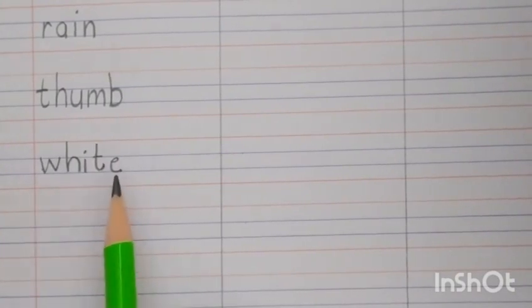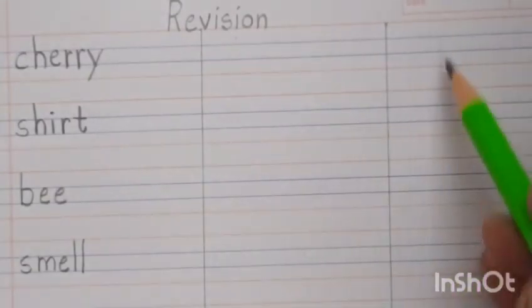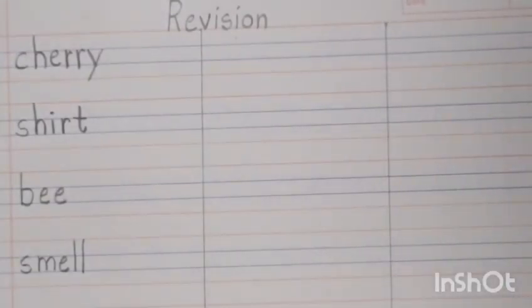White. So children, in this way you have to write all these words in 1 and 2 columns in your English notebook.